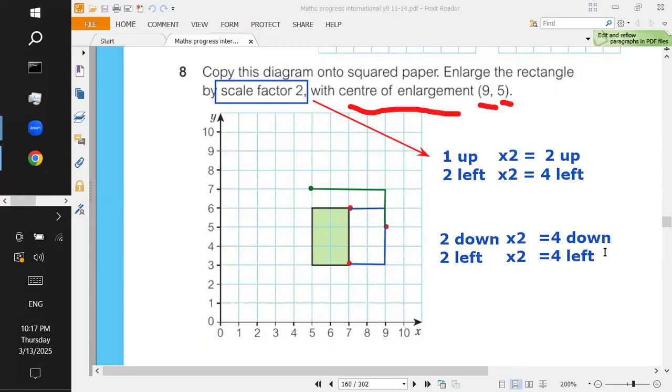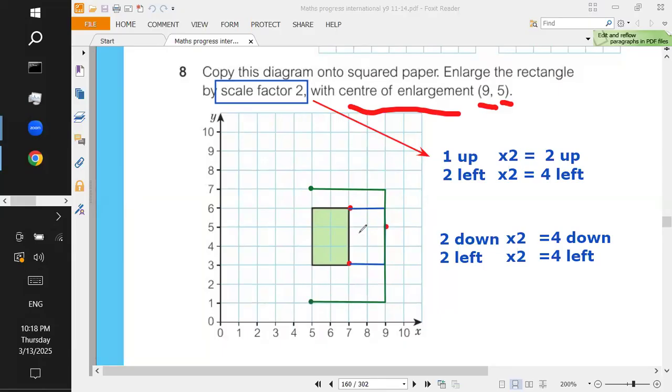Now I have to follow these new directions or new movements to find the place of the new point. So here I have, let me make it green, yes. So 4 down, 4 left. Same idea. I'm going to go 4 down, 1, 2, 3, 4. And then 4 left, 1, 2, 3, 4. And this is the place of the new point over here.